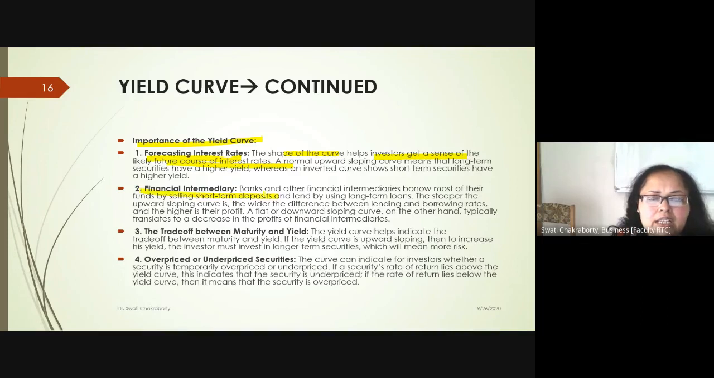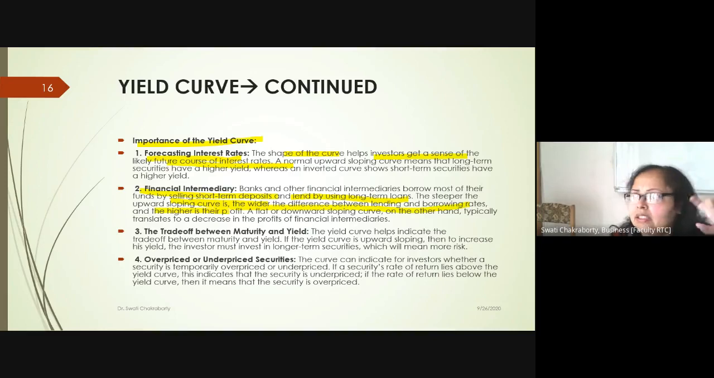Second is financial intermediaries. All the banks and other financial intermediaries borrow most of their funds by selling short-term deposits, and they lend by using long-term loans, right? So the steeper the upward-sloping curve, the wider the gap between the lending and borrowing rates, and the higher the profit. A steeper curve means there's a gap between the short-term and long-term returns. So they sell short-term deposits, right?